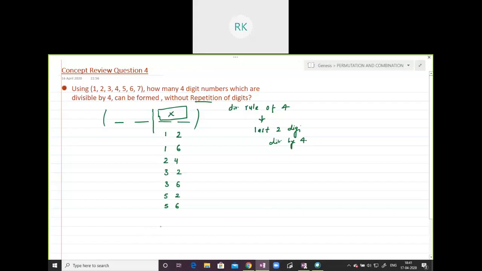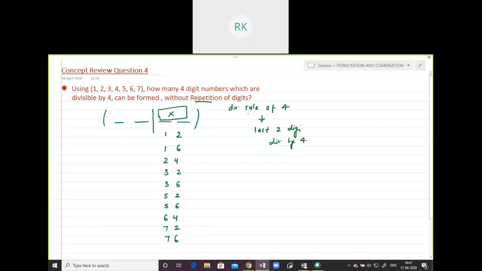Sankit, 64 possible, 72 possible, and 76 possible. Now I can't go ahead because 78, next 80, 84, I do not have any digit more than 7. Right? So I'll stop now.